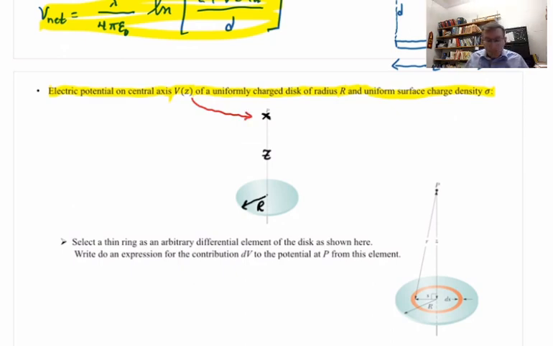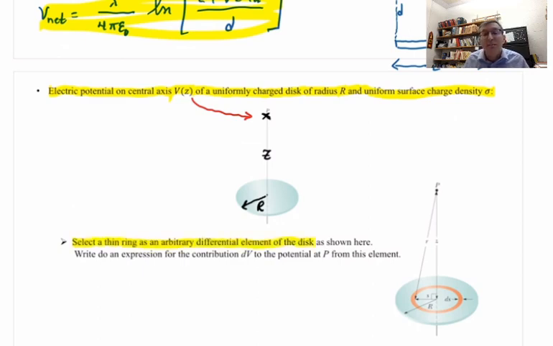Okay? And again, you can't treat that as a particle. You have to instead break it up into infinitesimal pieces, find the electric potential of each such piece, and then add up all the contributions to get the total. Now, how you break it up into pieces is often a function of the shape of the thing. And since the thing is shaped as a disk, what turns out to be useful in this case is to select the tiny piece as being a very thin ring. So we select a thin ring as an arbitrary differential element of the disk.